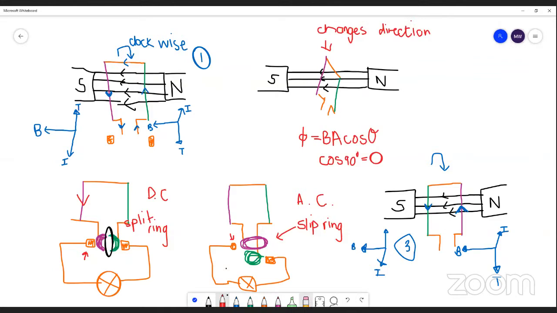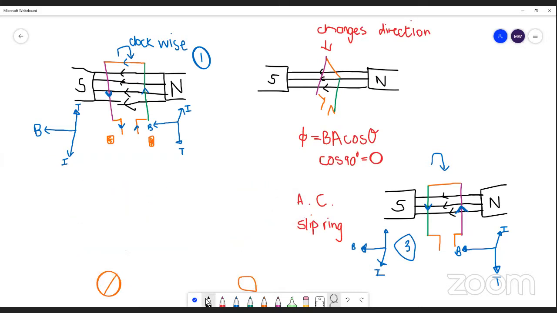Sure. Let me quickly draw it. Okay, so I'm actually just going to draw it onto this picture here, onto picture number 1.